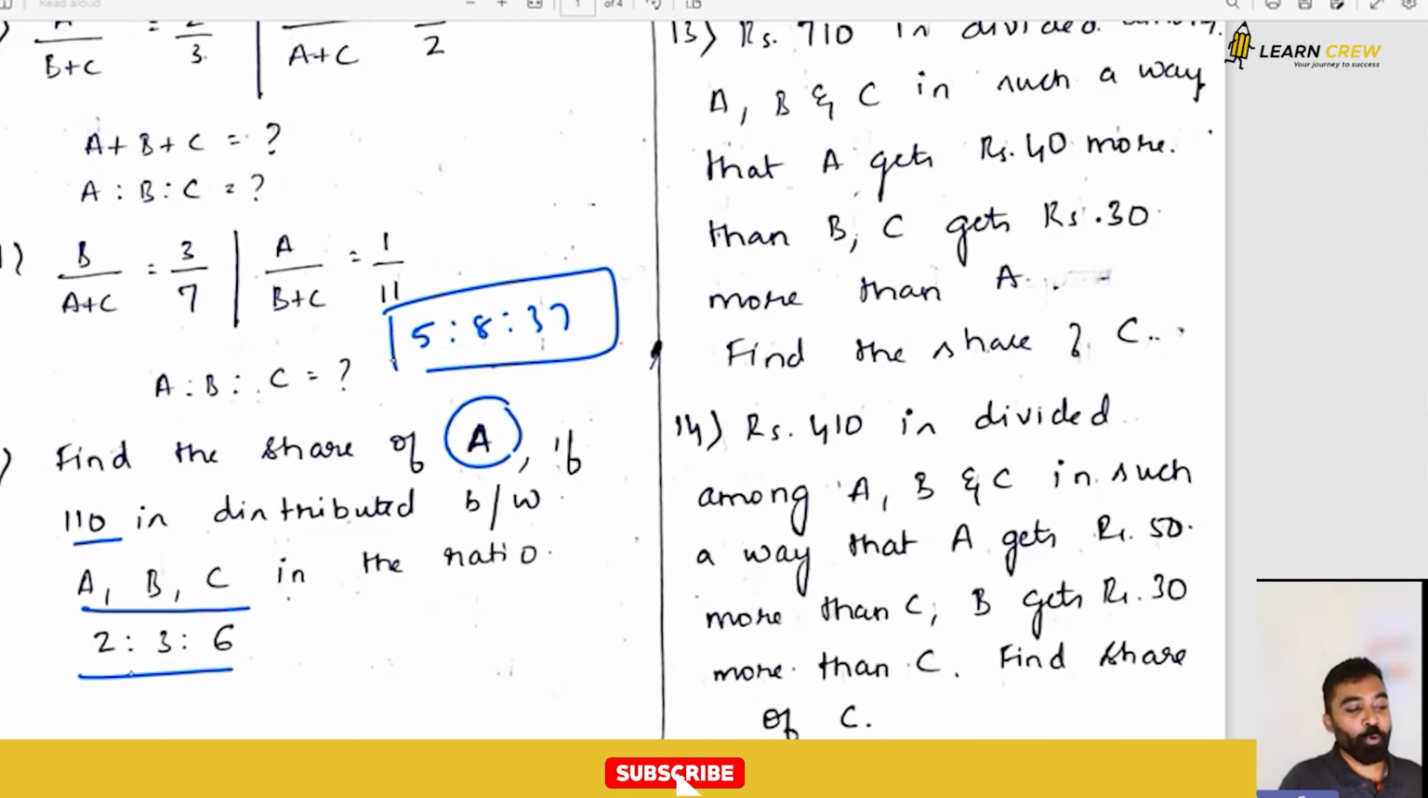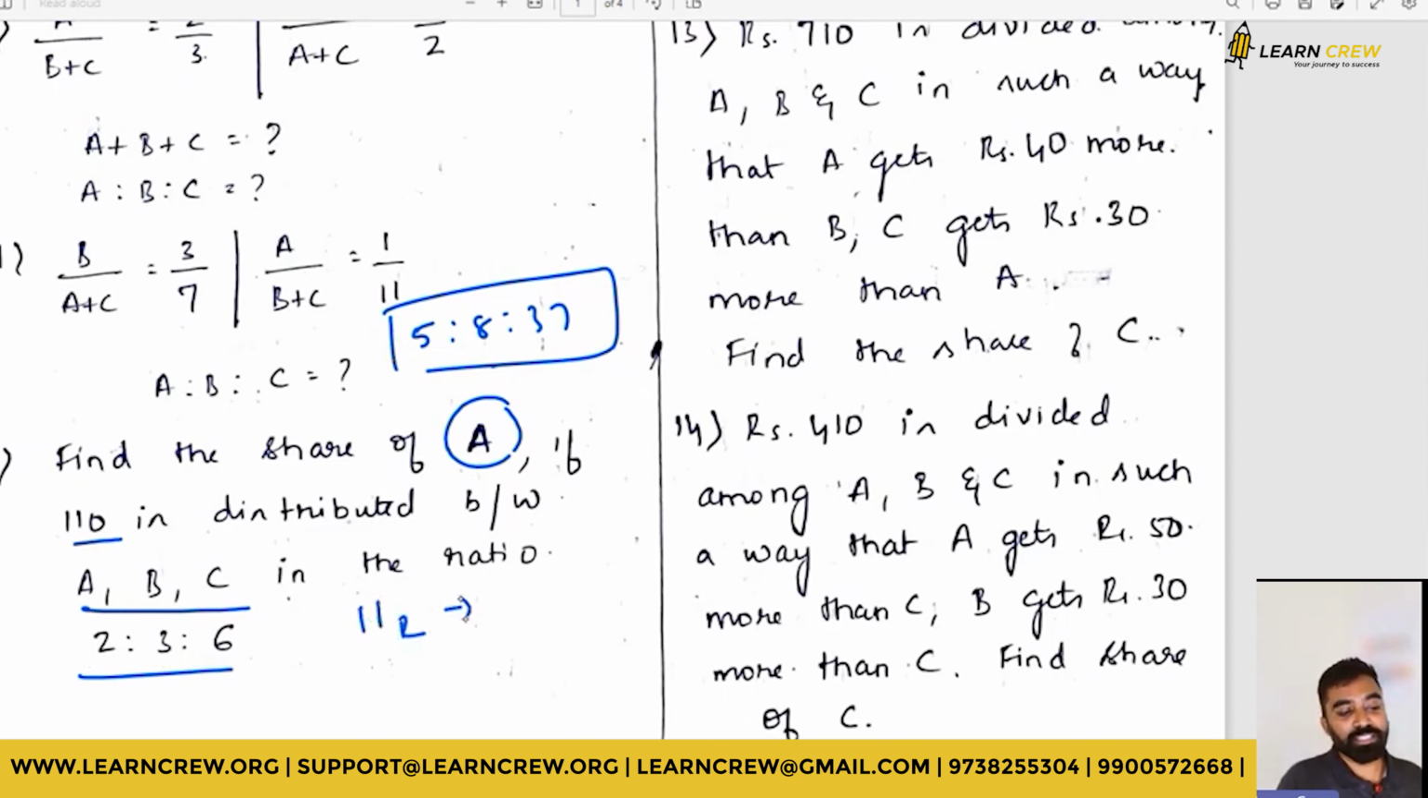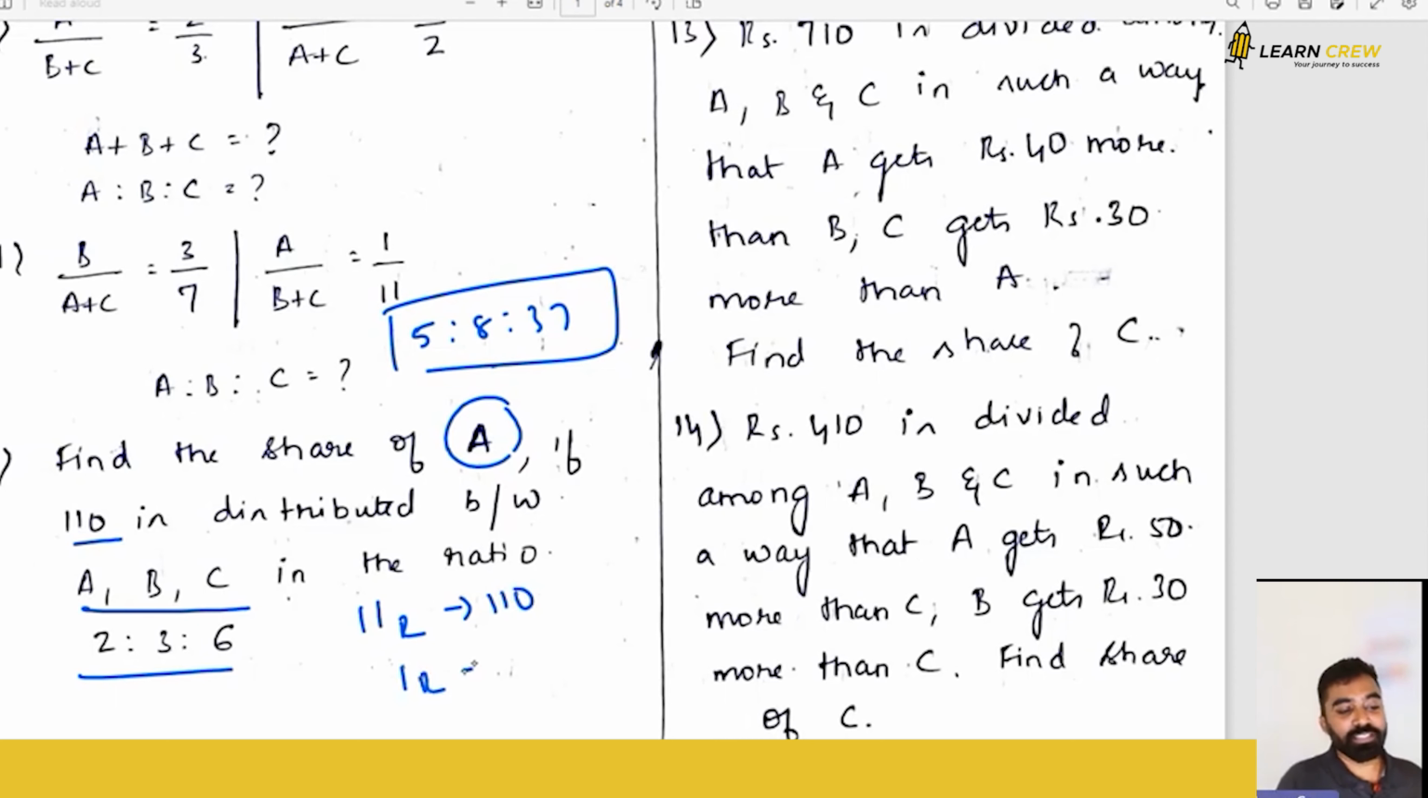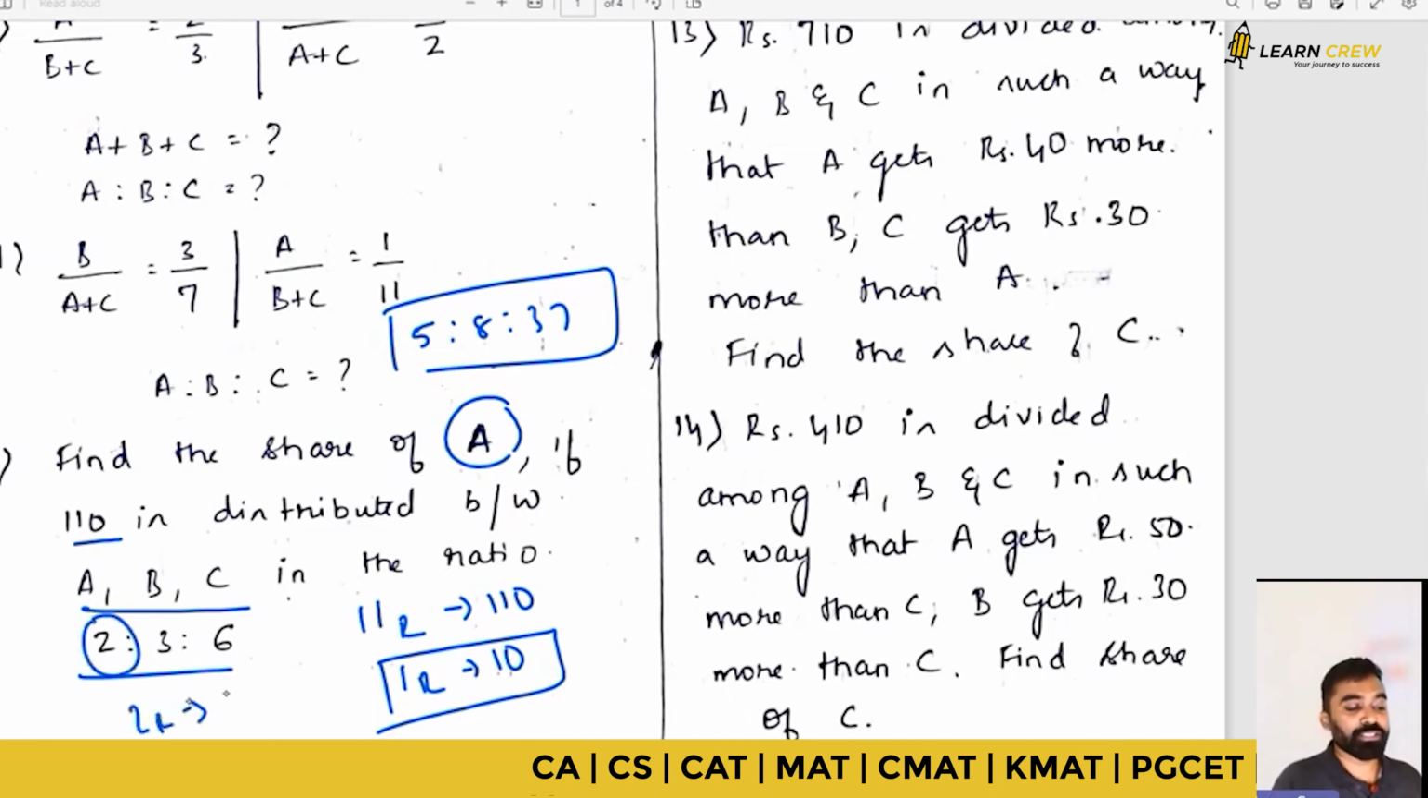Okay. The 8th is going to be 2 plus 3 plus 6. 2 plus 3 is nothing but 5, 5 plus 6 is nothing but 11. 11 ratio is nothing but 110. Single ratio is nothing but 10. If single ratio is 10, they have asked for A. A is nothing but 2 ratio. That is nothing but 20.